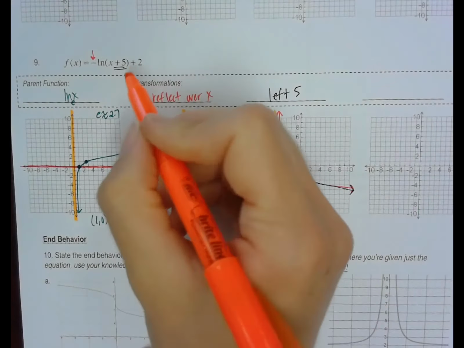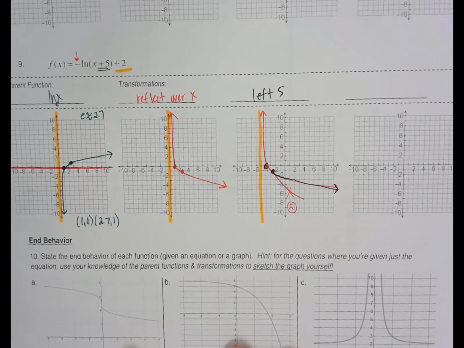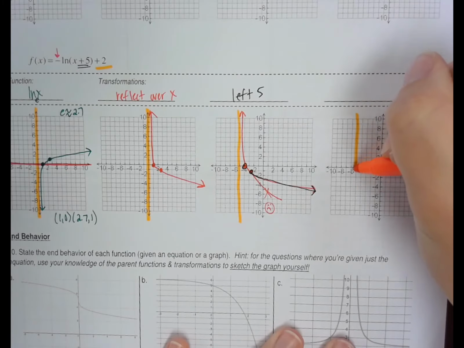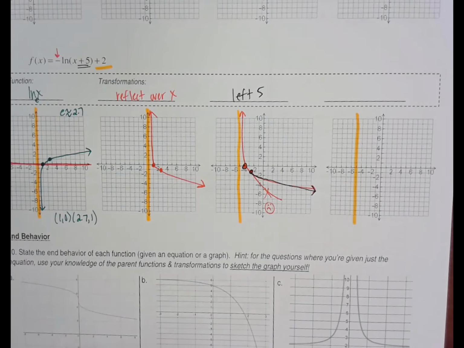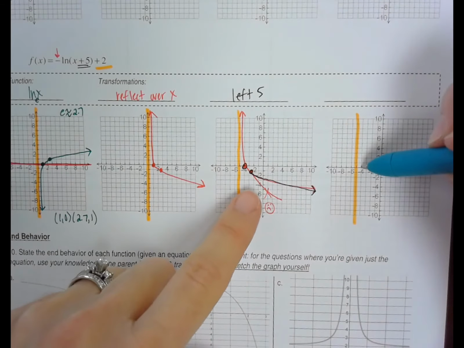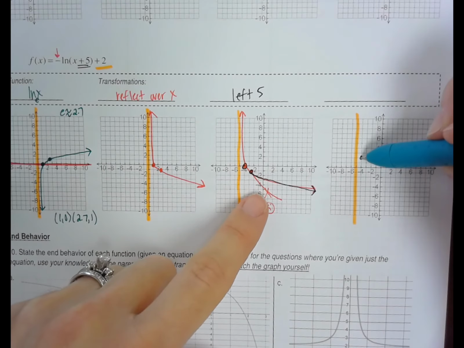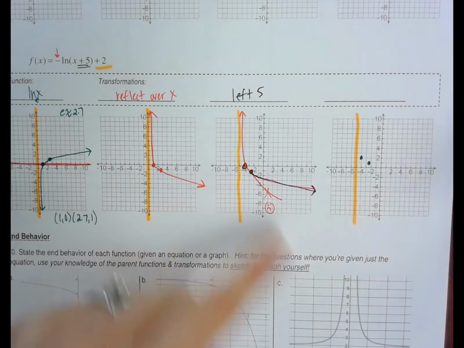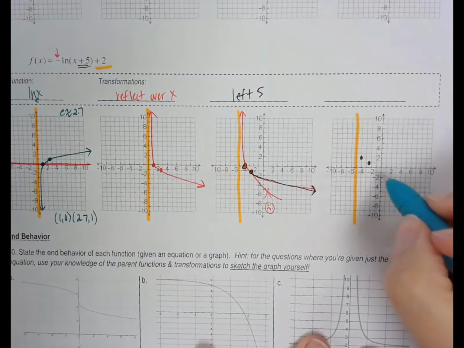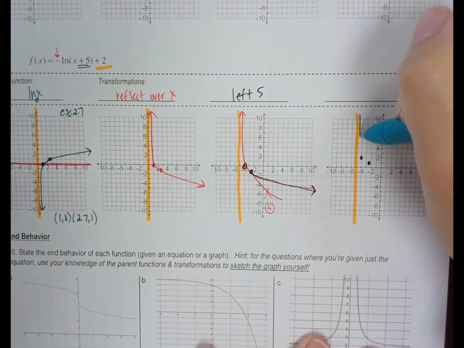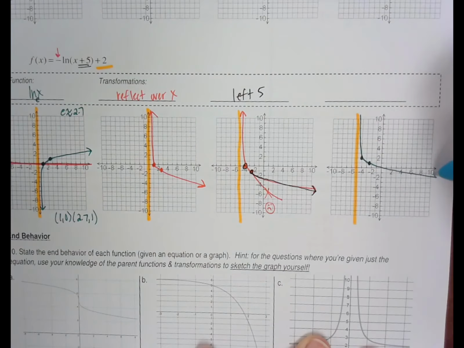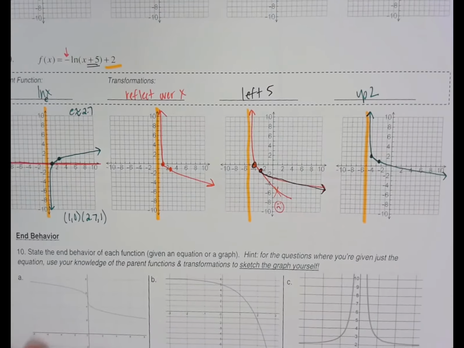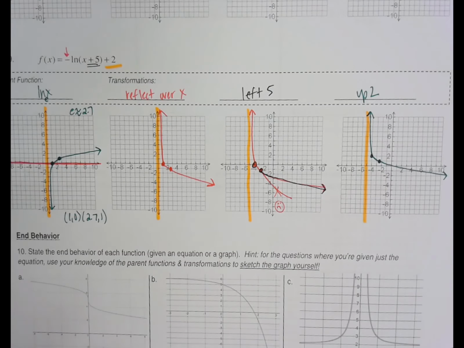And the last transformation that we need to do is move everything up 2. So when we move everything up 2, that vertical asymptote's still going to stay at negative 5. But now this point that was at negative 4 is going to go up 2. And this point that was here is going to move up 2, so be about there. So you should have a point at (-4, 2) now. Try to do a better job of drawing that one. That's what your final graph should look like for the negative natural log of x plus 5 plus 2.